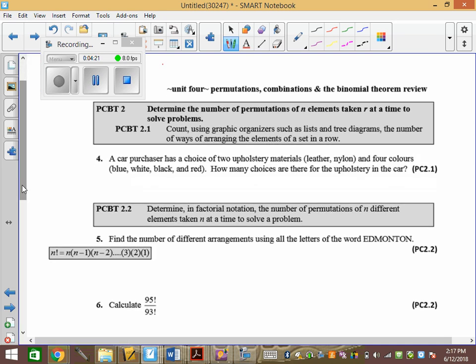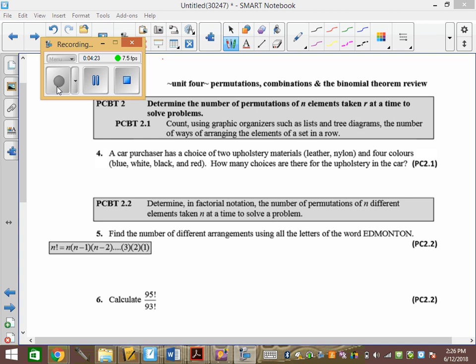All right, you're going to do the next one. A car purchaser has a choice of 2 upholstery materials and 4 colors. How many choices are there? 8. If you're given something like this on the diploma, you should feel like getting up and doing some cartwheels. I don't think it's going to happen.